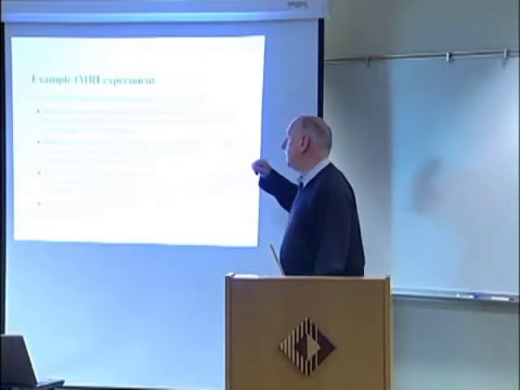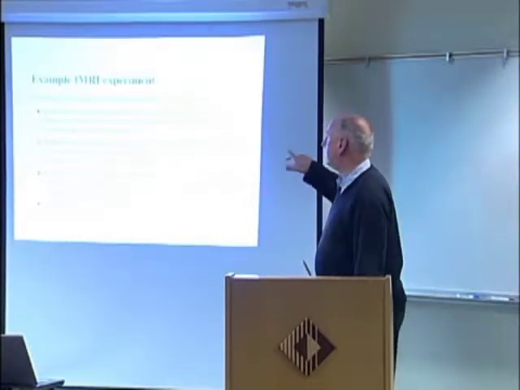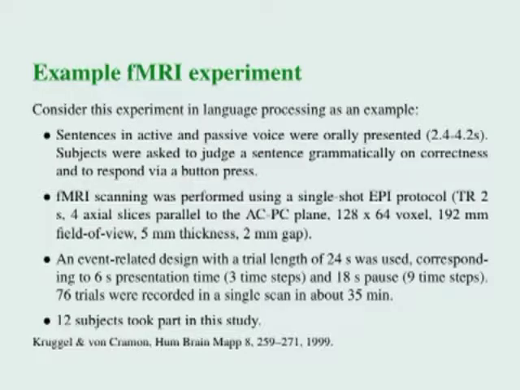We did a standard fMRI protocol, taking just 4 slices because we wanted to have high temporal resolution and a relatively high spatial resolution. In this case, we used a trial length of 24 seconds, which is not essentially necessary. But during this, we had about 6 seconds presentation time and an 18 seconds pause. And we had 76 trials recorded in about 35 minutes. Today, you would take much, much more data and much, much more trials.